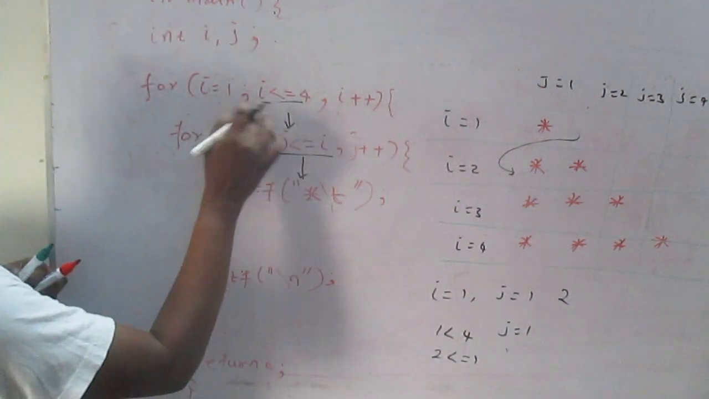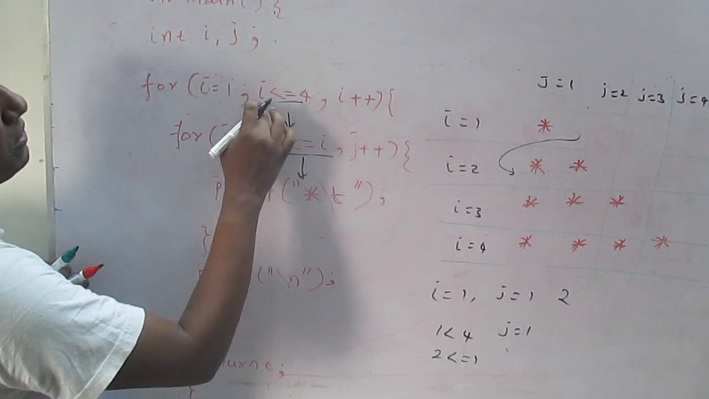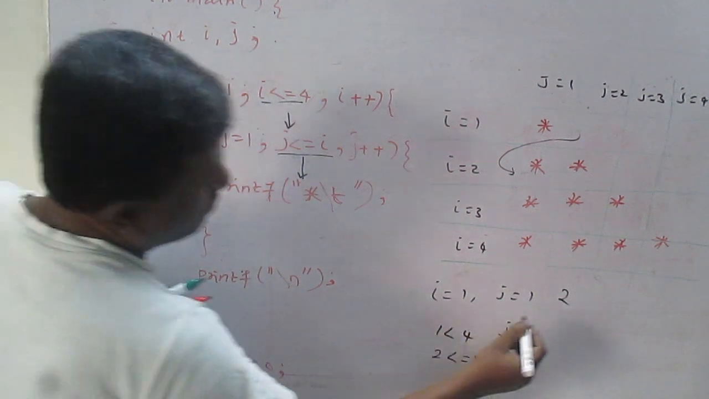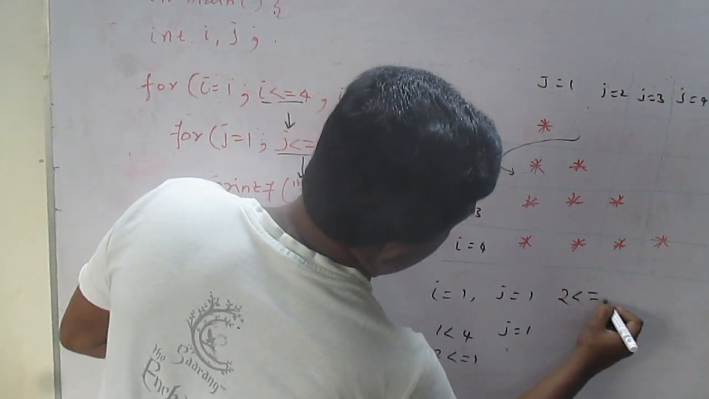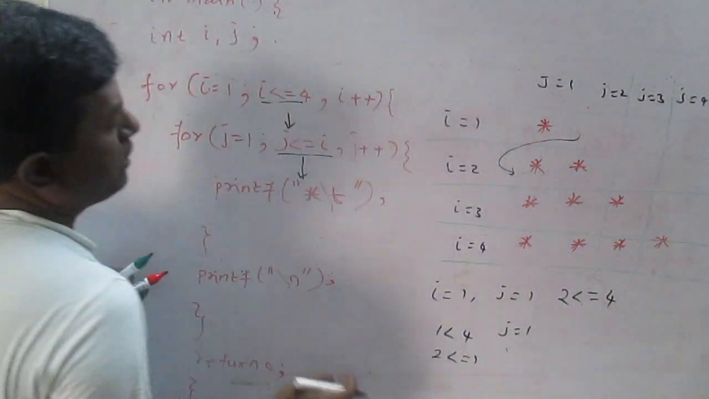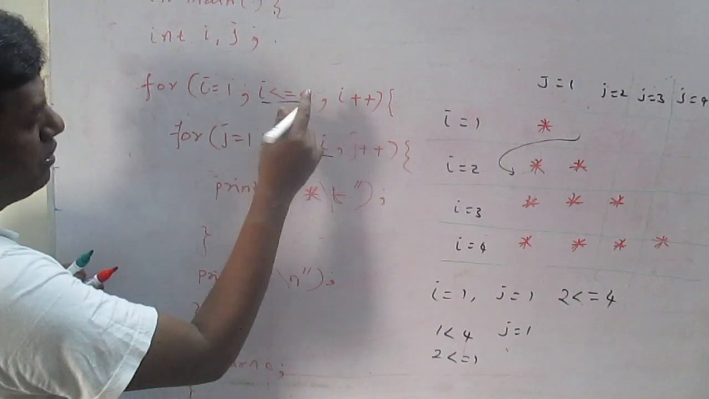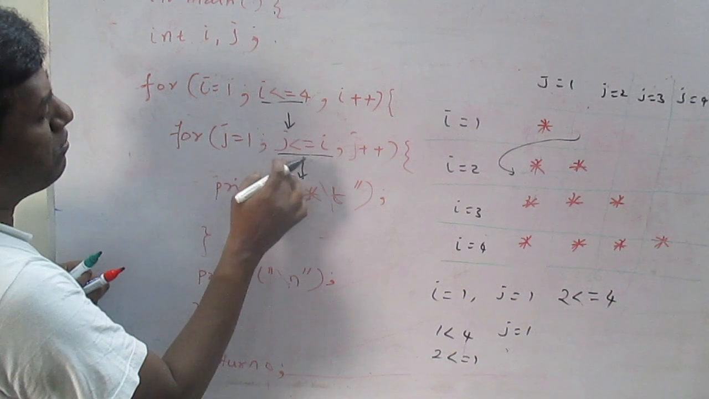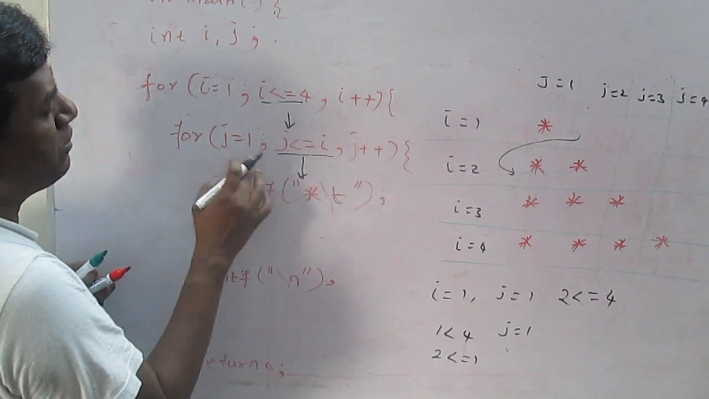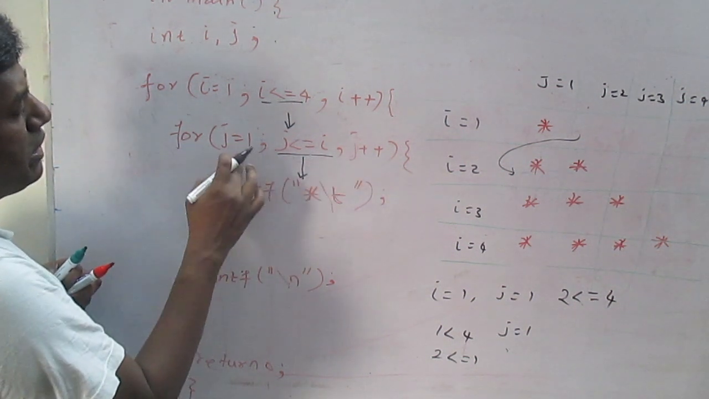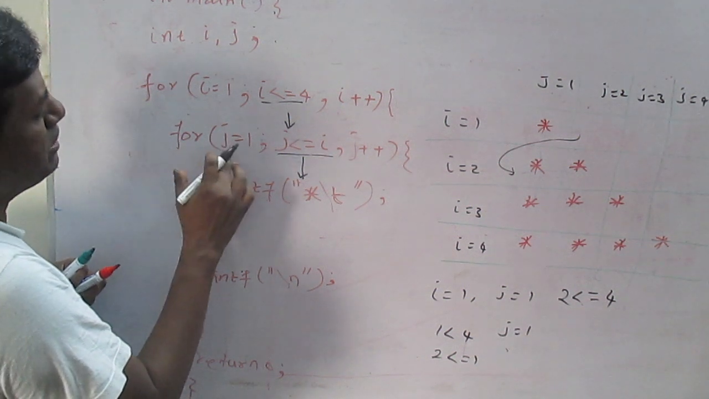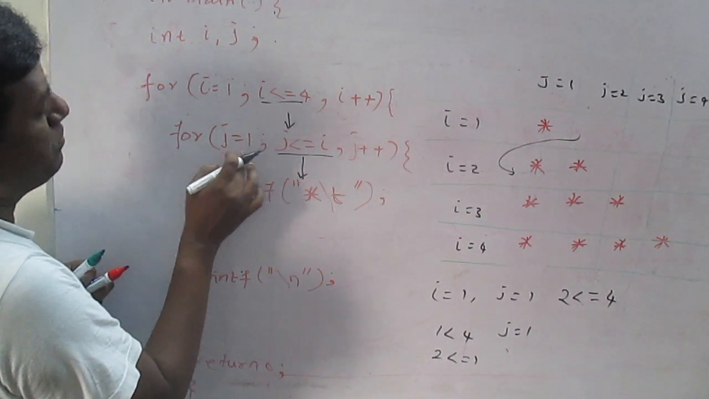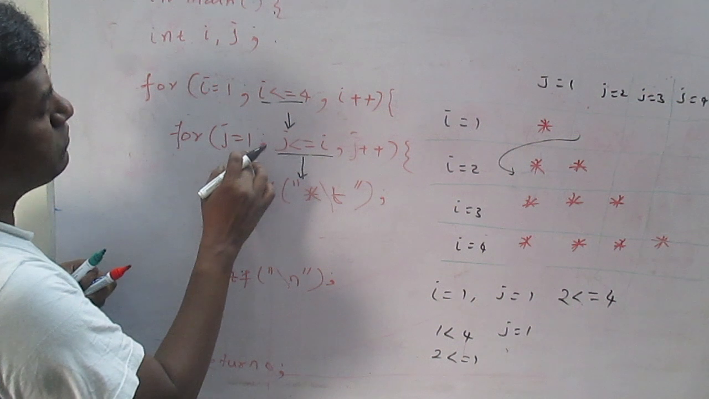So now we need to check the condition. 2 less than or equal to 4, condition true. Then it will enter here. Now we need to check the initialization for this loop again. j is 1 only.